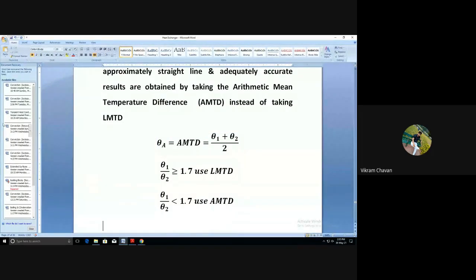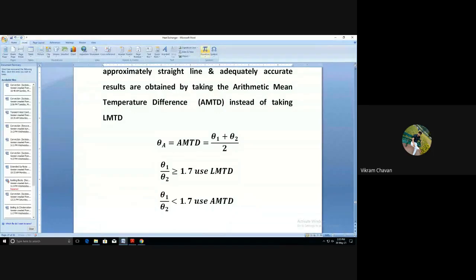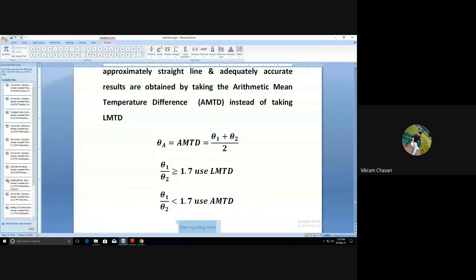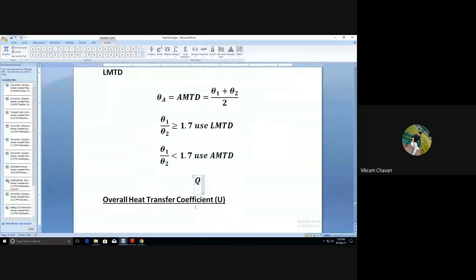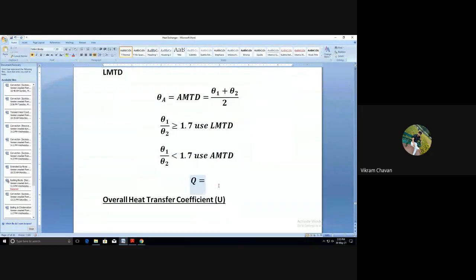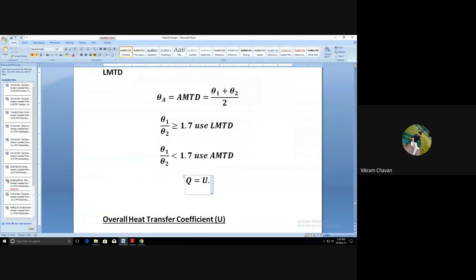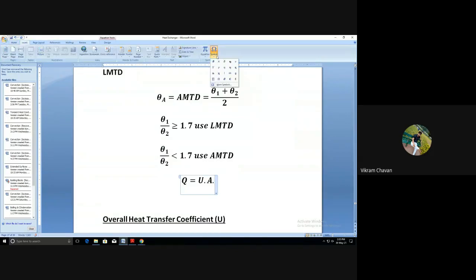So in this case, your equation for the heat transfer rate in case of AMTD, which is Q, is equal to U multiplied by A multiplied by theta A.